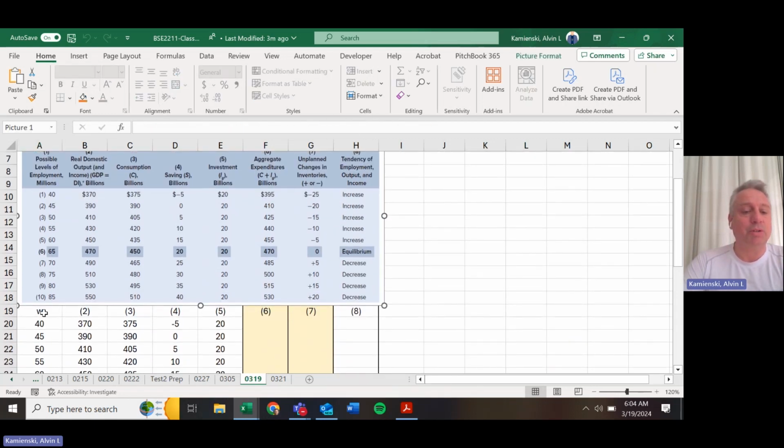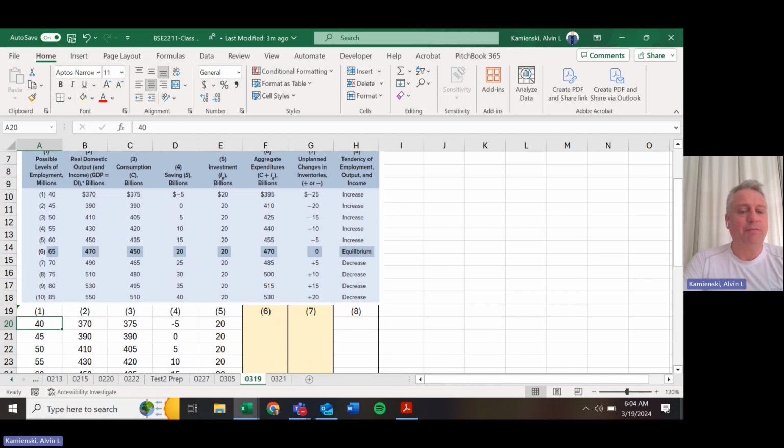So let's just look at how this works. I've reproduced the table down below, and in the table down below, we can see, for example, at the 40 million possible levels of employment, we have a 370 total GDP. But when people are wanting to consume $375 worth, that means that we have to dip into our savings to be able to get to that additional level of consumption because we have not earned enough money to buy it all.